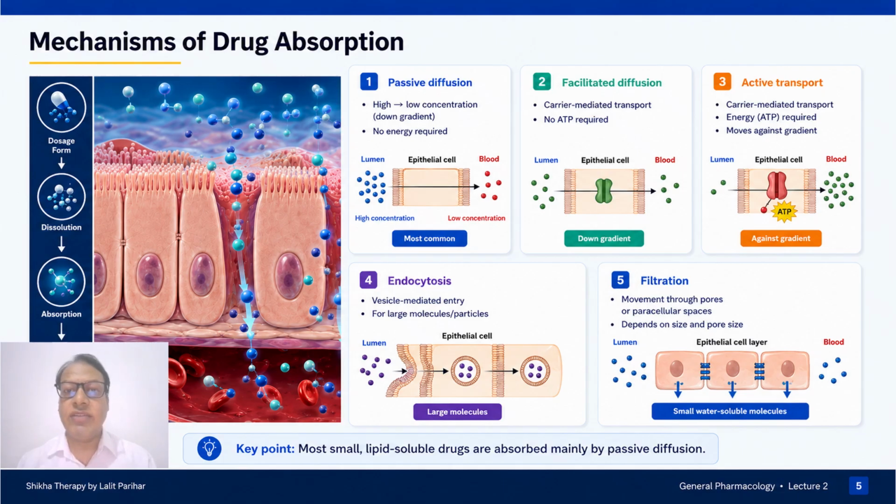The second mechanism is facilitated diffusion. It is a carrier mediated process, but it does not require ATP or any cellular energy. The drug moves along its concentration gradient with the help of certain carrier proteins. The third mechanism is active transport. It is also a carrier mediated transport, but unlike facilitated diffusion, it requires energy in the form of ATP.